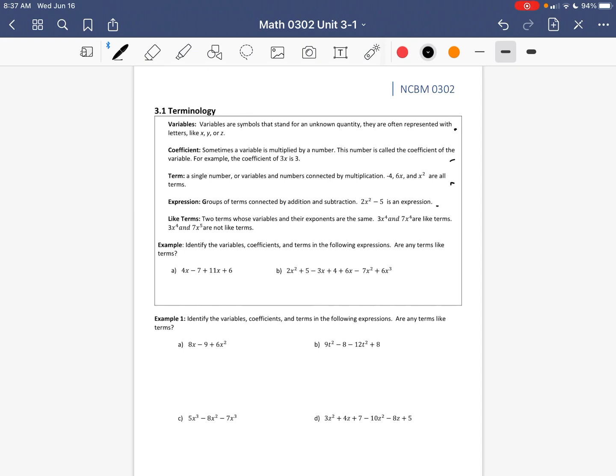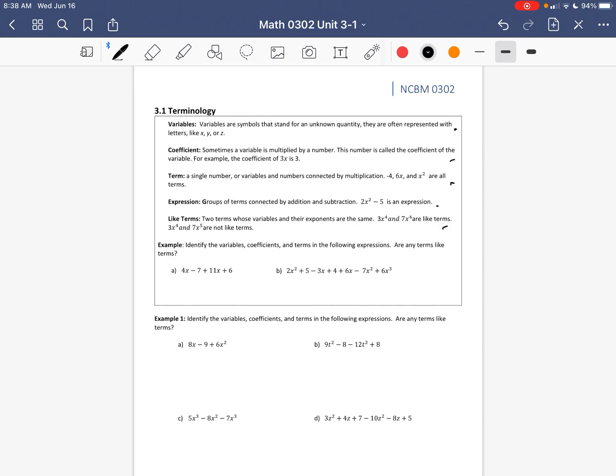Then we have expressions. Groups of terms connected by addition and subtraction is what we would call an expression. So 2x squared minus 5 is an example of an expression. Then we have like terms: two terms whose variables and their exponents are the same. So 3 times x raised to the 4 and 7 times x raised to the 4 are like terms. The term 3 times x raised to the 4 and the term 7 times x raised to the 5 are not like terms because the exponents are different.